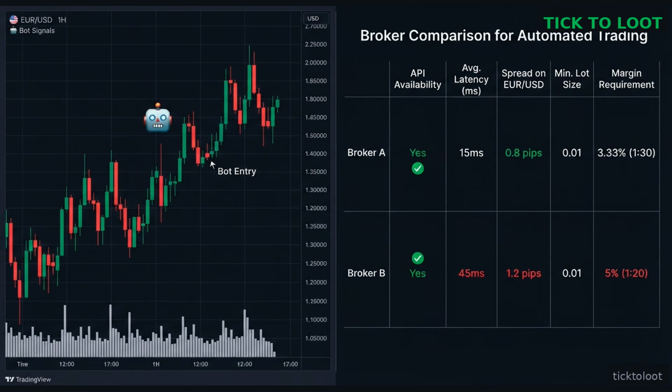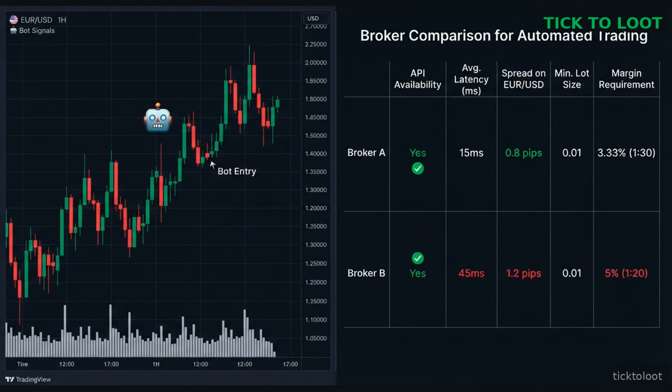Broker B also offers an API, but it's a paid add-on, and their latency averages 150 milliseconds, a noticeable delay that can turn a winning trade into a loss when the market moves quickly. Their spread is 2.5 pips, twice as wide, and they require a minimum lot of 0.1, meaning you need 10 times more capital to open the same position.